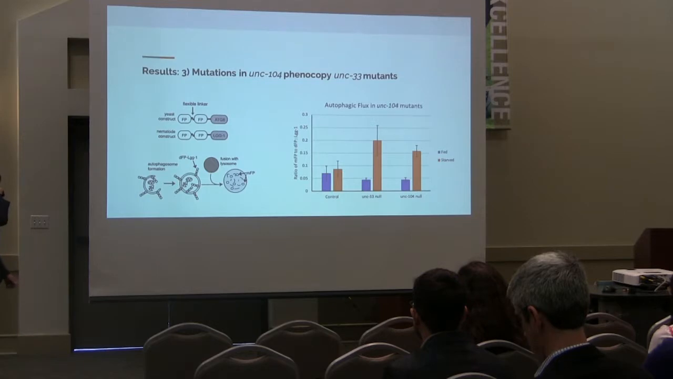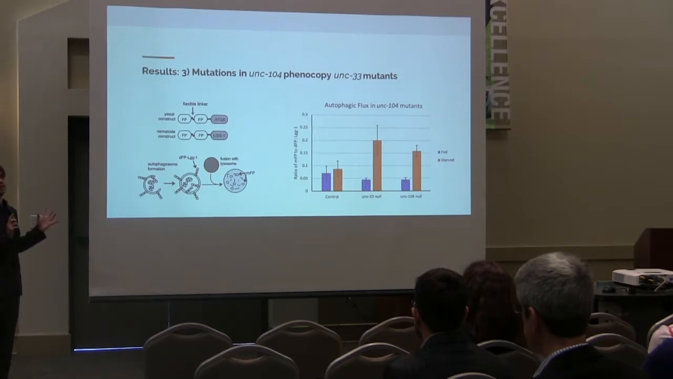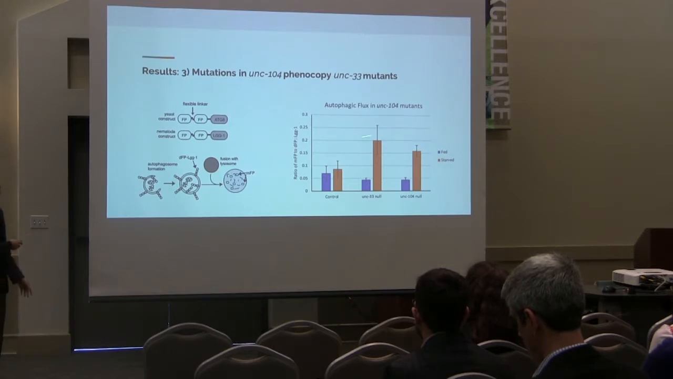And so quantification of that data looks essentially the same. What we found is that UNC104 mutants phenocopy, which is just a fancy way to say they look the same in terms of what we're analyzing, as the UNC33 mutants. We're at a p-value of 0.051, which is super frustrating for anyone that knows stats, but we're increasing the sample size now, and we're expecting to see that significance because of the trend that we're seeing.